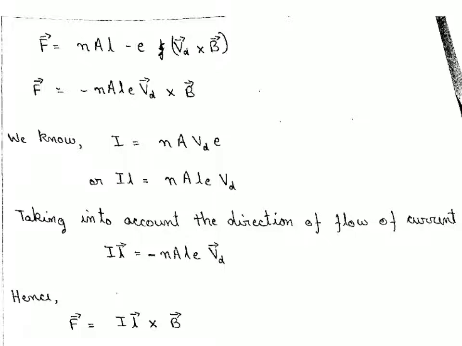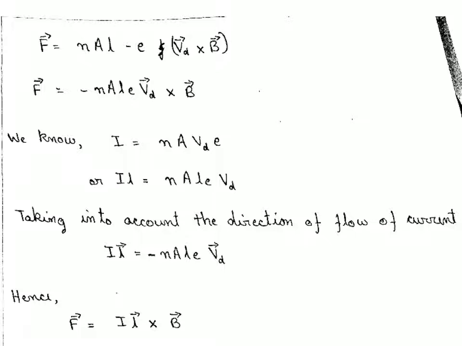And if you look at the equation, this minus nALe Vd can be replaced by this IL vector. So in the equation F is equal to minus nALe Vd cross B, we can replace that minus nALe Vd by IL vector. Hence your F is equal to IL vector cross B.